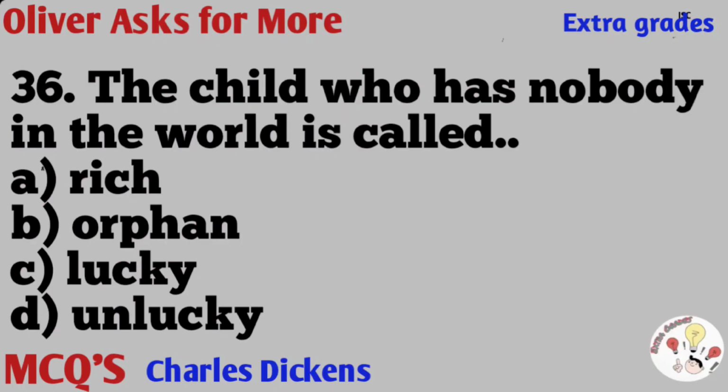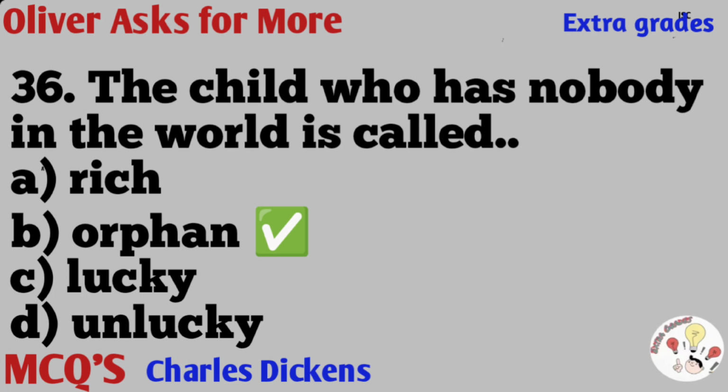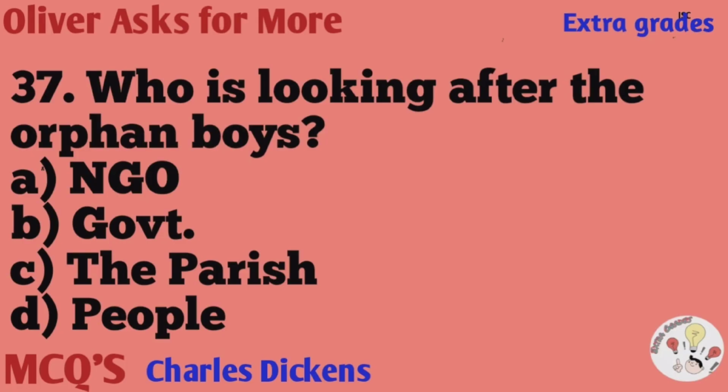Question number 36. The child who has nobody in the world is called dash. And the options are A. Rich. B. Orphan. C. Lucky. D. Unlucky. And the correct option is B. Orphan.